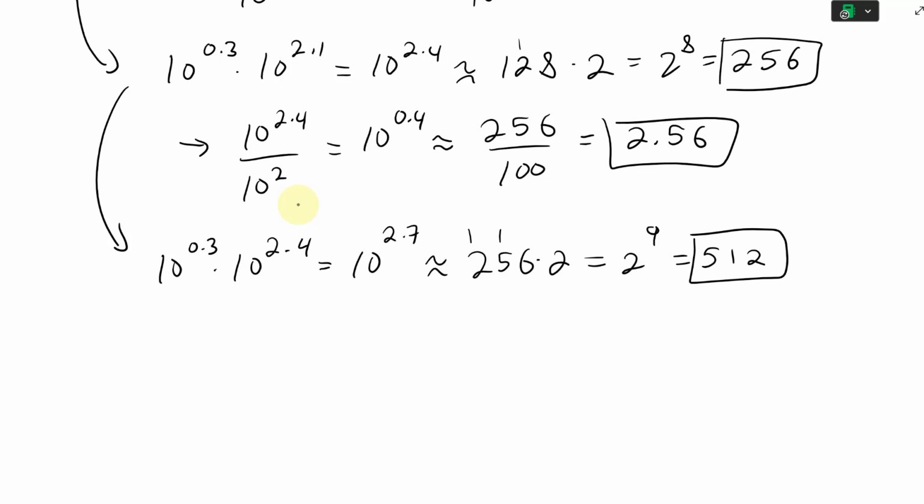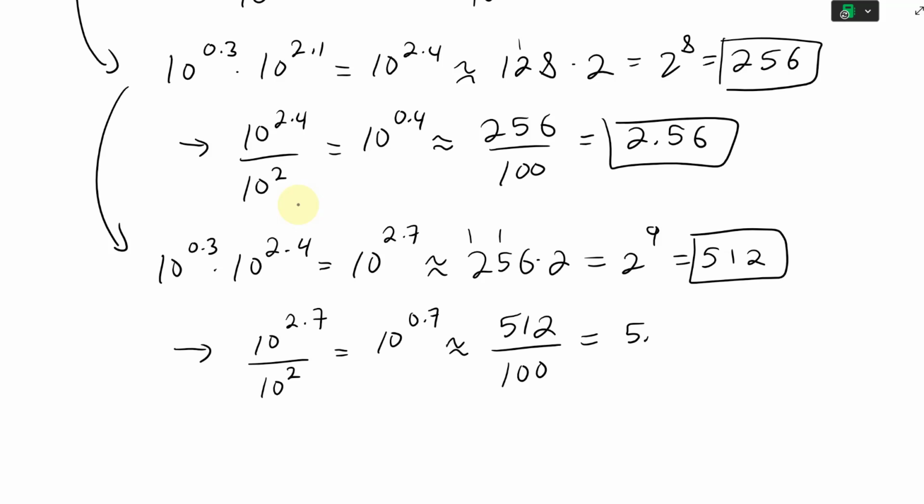And the last one's going to be 0.9. Yes, we need to get to 0.9. So 2.7. To get to 0.9, we go 10 to the 2.7 divided by 10 to the 2. And this is equal to, subtract those, 10 to the 0.7. This approximately equals 512. Divide this by 100. So this equals 5.12, like that.